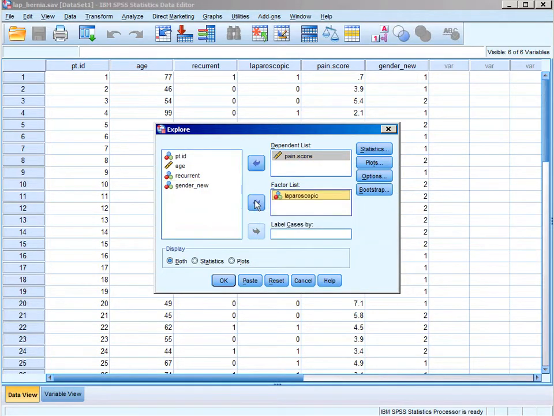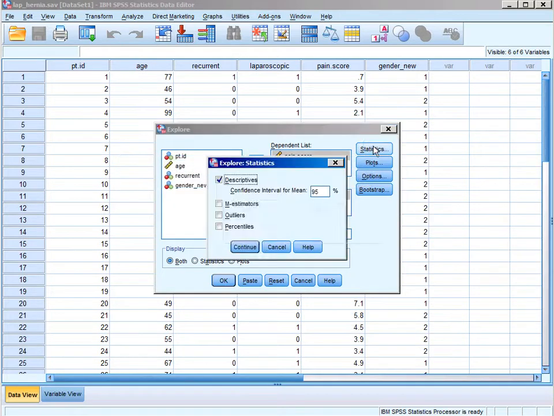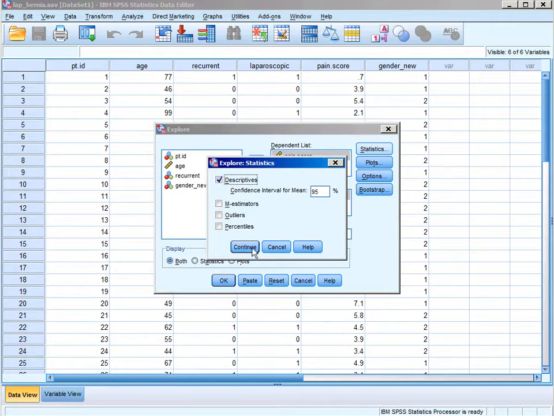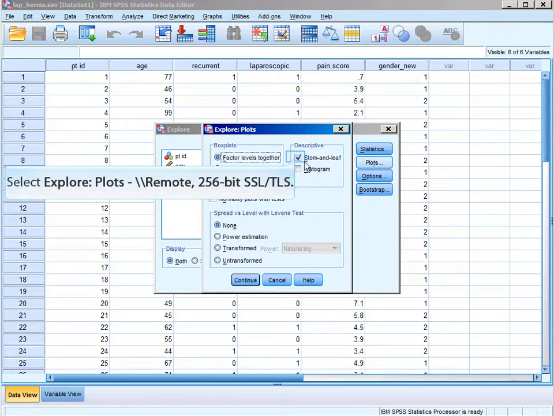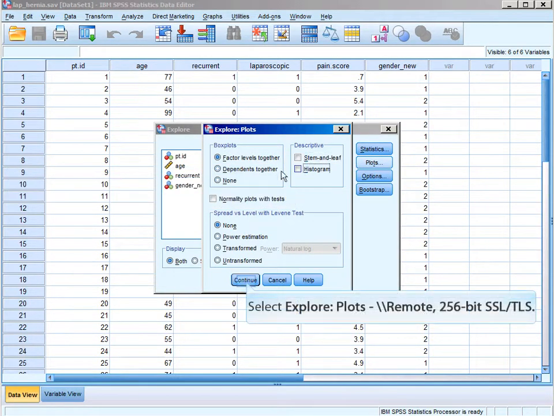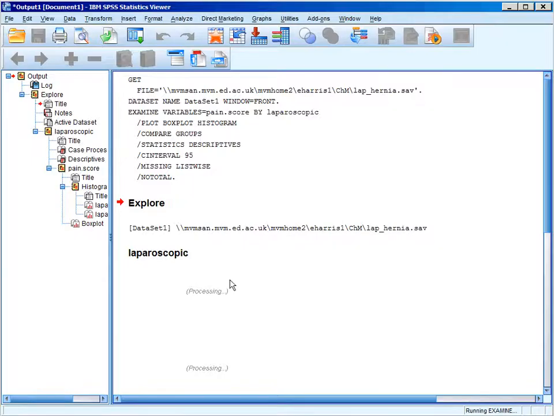So the question we're asking is, if someone has a laparoscopic versus an open hernia repair, is their pain score different afterwards? Go to Statistics and ensure that Descriptives, confidence interval for mean 95%, is ticked. Go to Plots, untick stem-and-leaf, and tick histogram, leave everything else the same, and click OK.